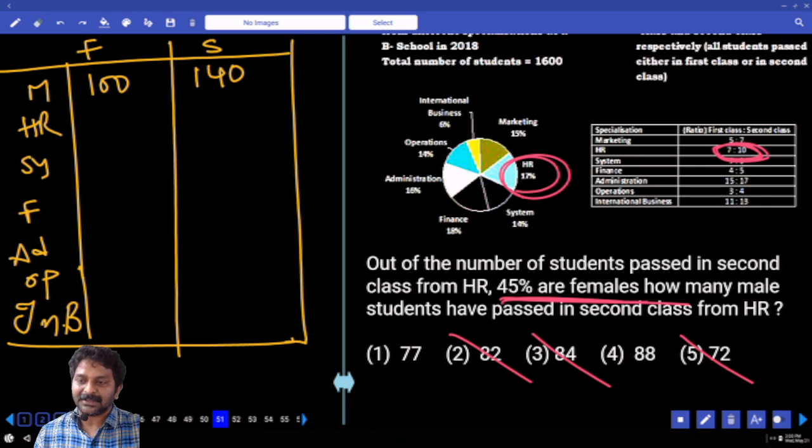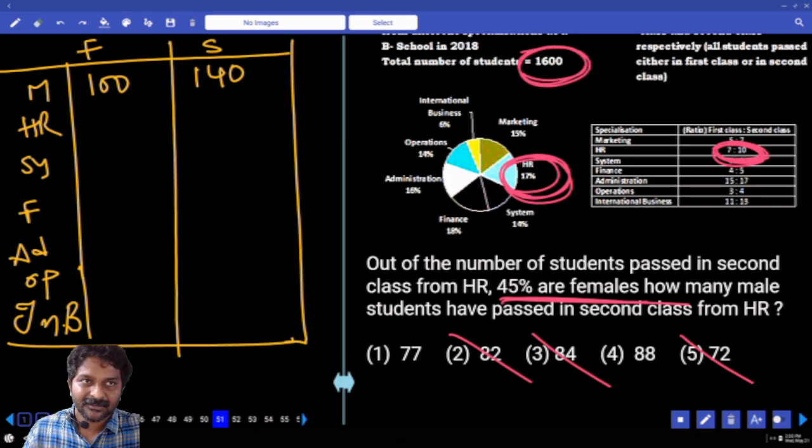Now let me observe here. How many parts do we have? What percentage do we have? 17%. HR, how many parts are there? That means 1 part is equal to 1 person. The question is about first class or second class? Second class. How many parts are there? 10 parts, which is an even number. 10 parts calculated on this number only, right? That is also an even number. Then the answer must be an even number. Followed.